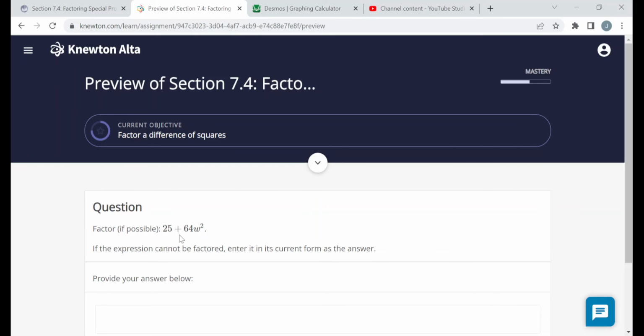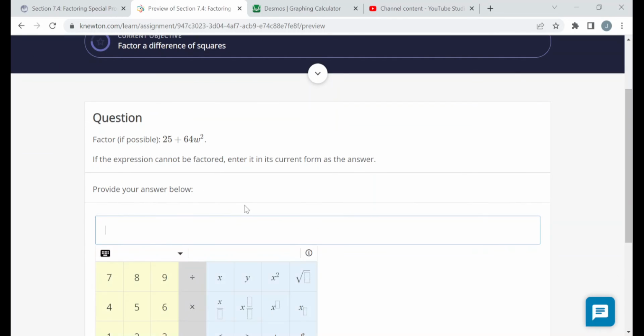This is a sum of squares, not a difference of squares. So this cannot be factored at all. There's not even a greatest common factor to pull out. So this is it. That's as factored as it gets, 25 plus 64w squared. That's as much as you can do with it. And it says if it can't be factored, just enter it in its current form.